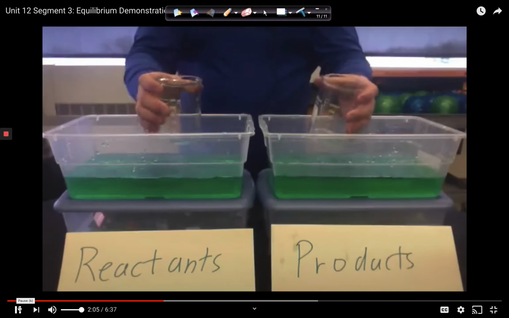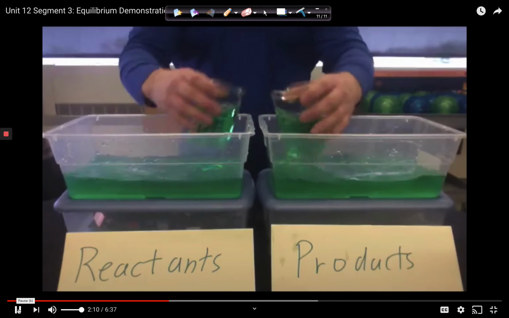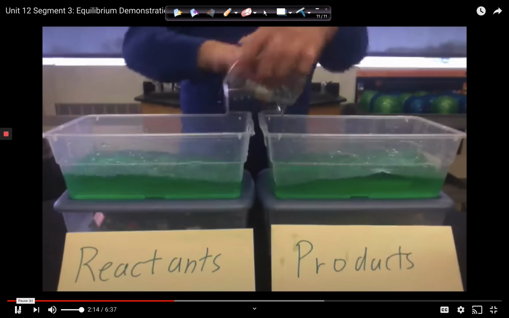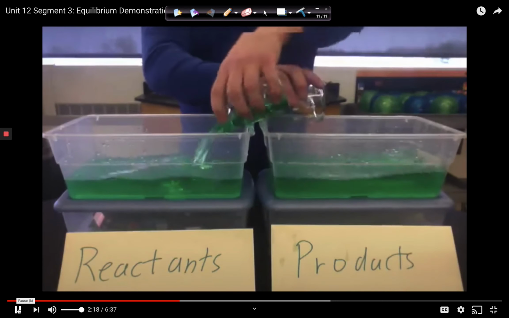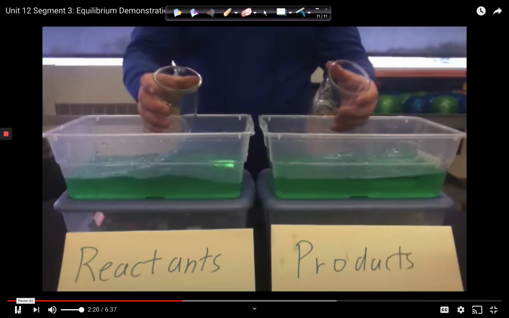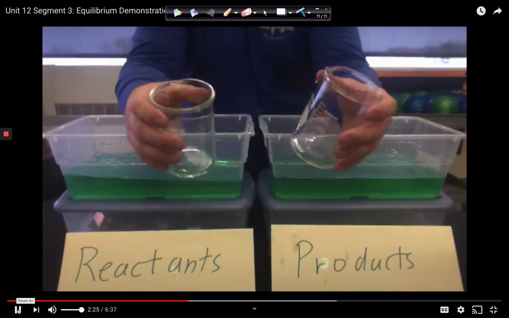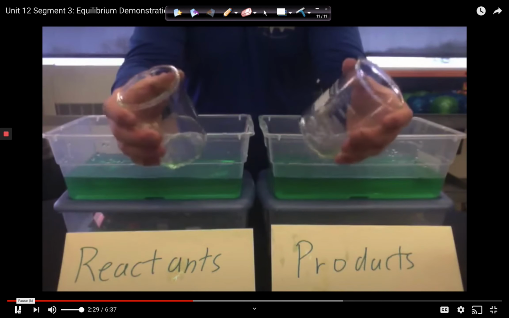From here on out, I can do this for a day, 2 days, 10 days, 10 seconds. It doesn't matter. This is at equilibrium. The amount I take from here goes here, the amount I take from here goes here, and that process will never end. So this reaction now is basically over. It doesn't mean it doesn't keep reacting. It just means it's not going to change anymore. So we've reached equilibrium.